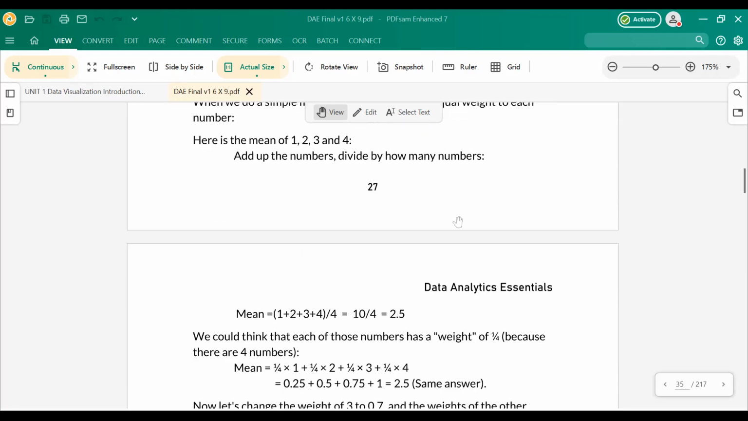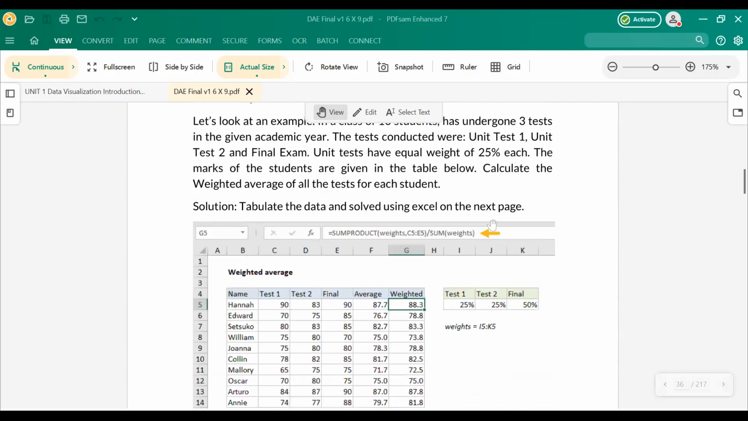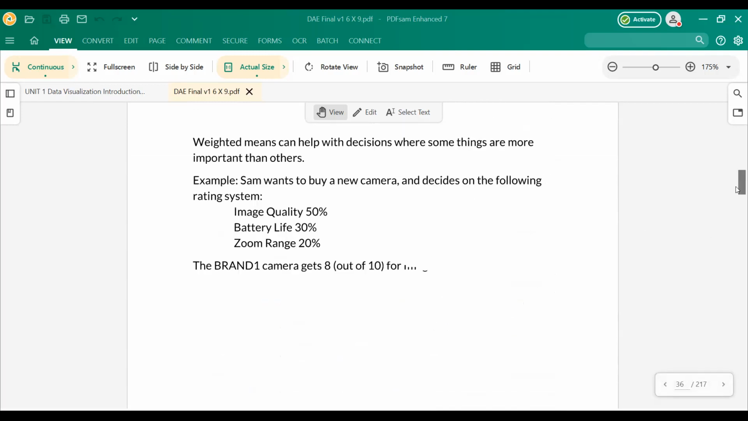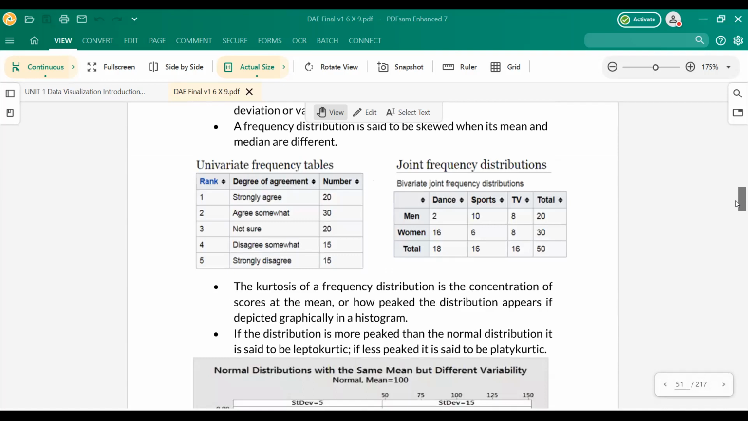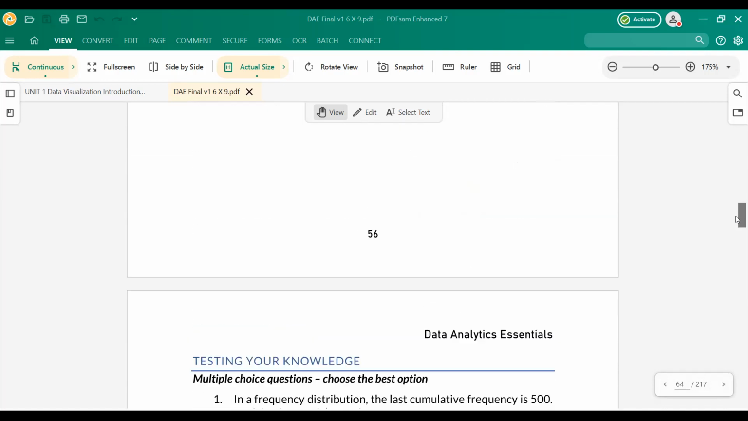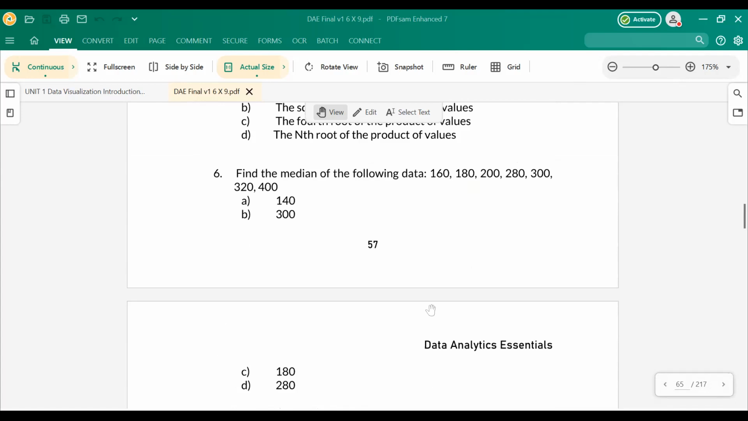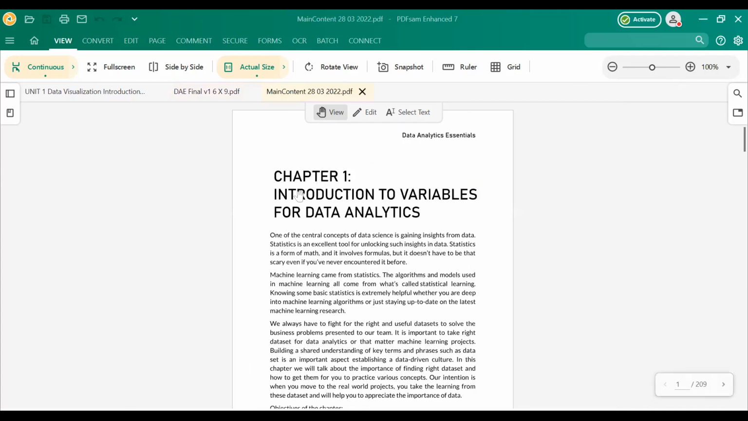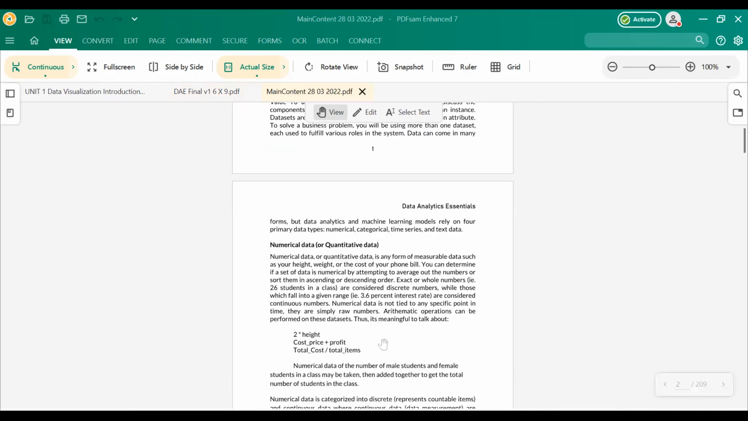Okay, it should be here. Why? Wait. Okay, I think we will do it tomorrow only. Wait. This should have been here. Yeah, it is here. Okay. I think I opened chapter 2. I should have opened chapter 1.